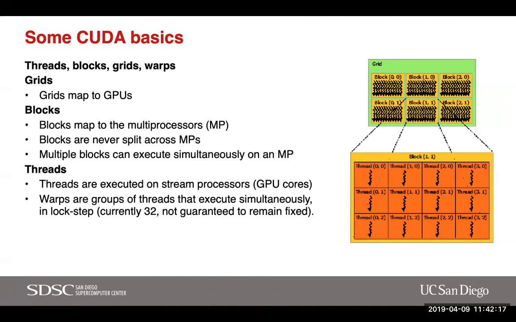They can execute simultaneously on a multiprocessor, so you can have many blocks running at the same time on a multiprocessor. They don't necessarily execute at the same time. And then the threads are executed on the GPU cores in groups of 32 executing in lockstep. What that means is, if you launch a block of threads, you will always want to have a multiple of 32, so you don't have any threads that are sitting idle and doing no-ops.